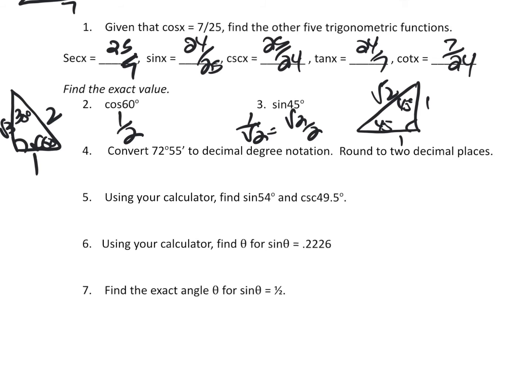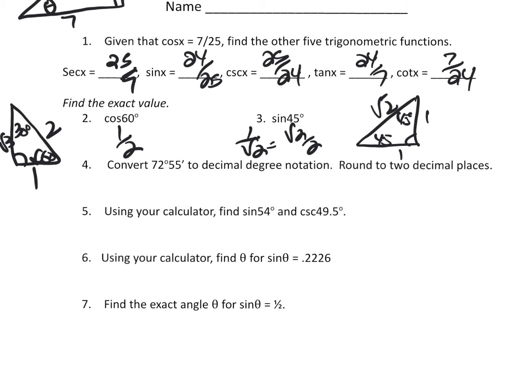Numbers 4, 5, and 6 are all calculator. On number 3, I'm punching in 72, and I'm going to hit second apps. Number 1 for degrees and 55. Second apps for minutes, which is number 2. Hit enter, and it changes it to decimal for you. You're welcome for that. That's saving you a whole lot of work. It says 2 decimal places, so I'm going to do 72.92.